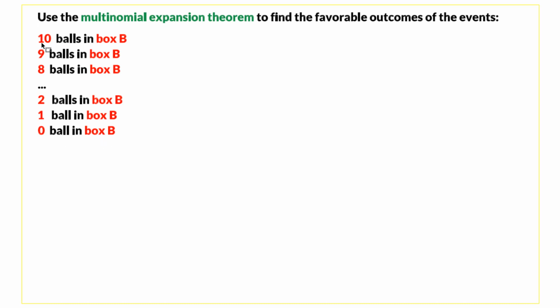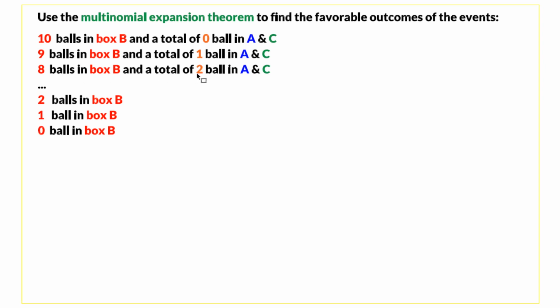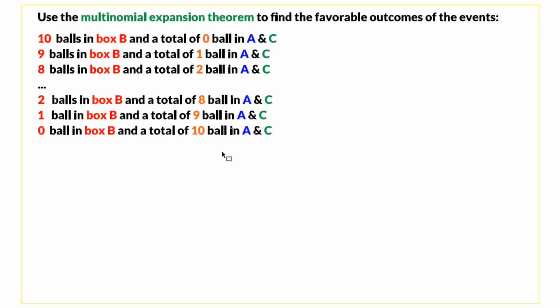But we have to remember that 10 balls in box B means that there is a total of 0 balls in boxes A and C. And 9 balls in box B means that there is a total of 1 ball in boxes A and C, and 8 balls in box B means that there is a total of 2 balls in boxes A and C, and so on until we finish these events.